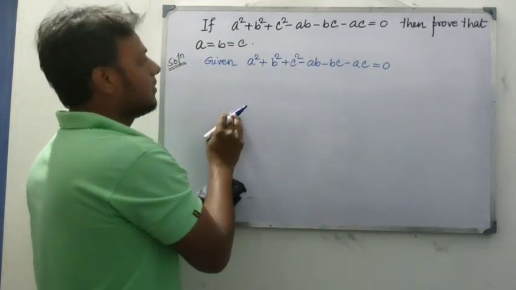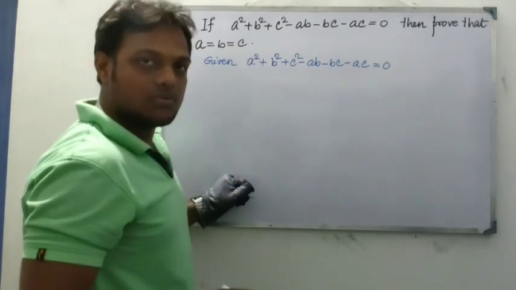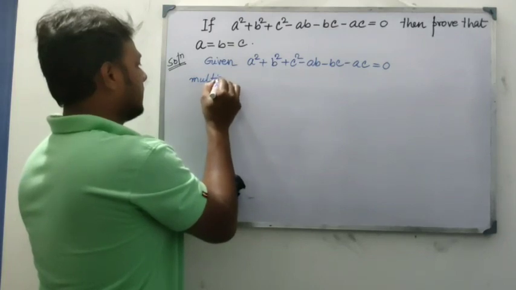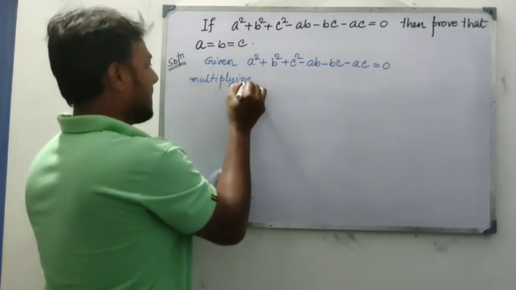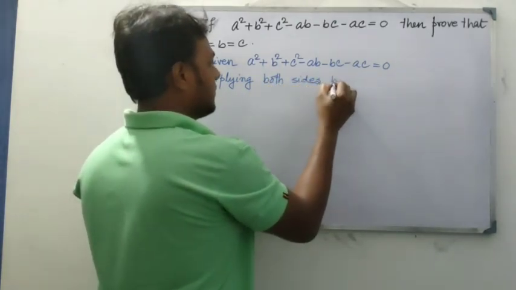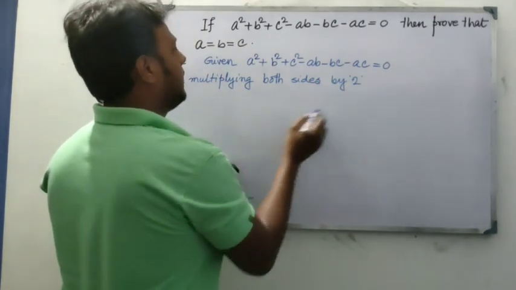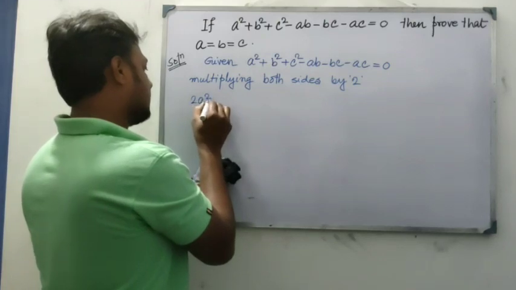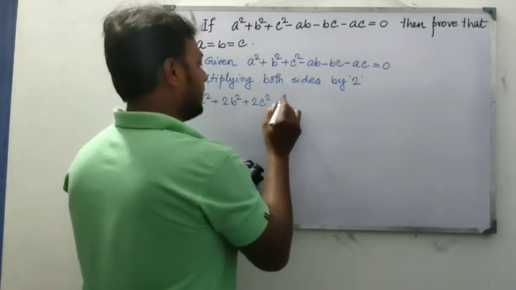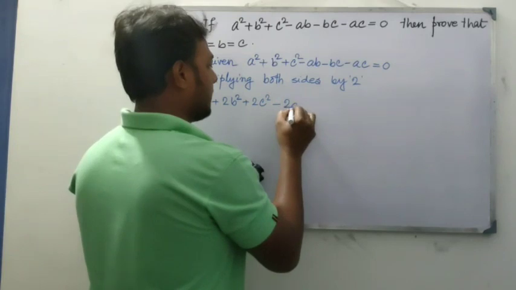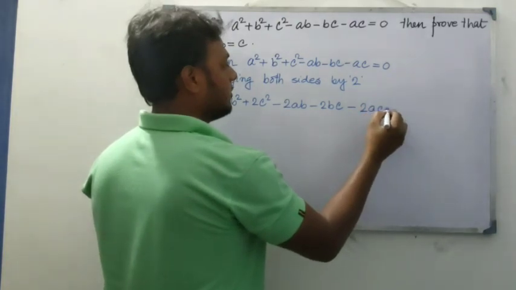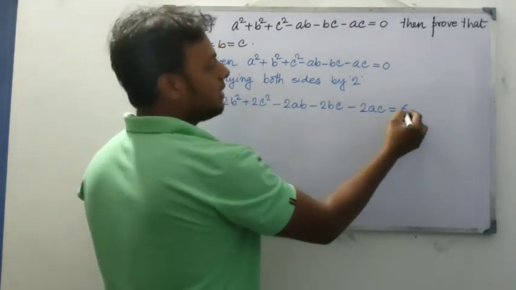Okay, we multiply both sides by 2. Then the left hand side will be 2a square plus 2b square plus 2c square minus 2ab minus 2bc minus 2ac. If you multiply 0 into 2, then it's 0 itself.